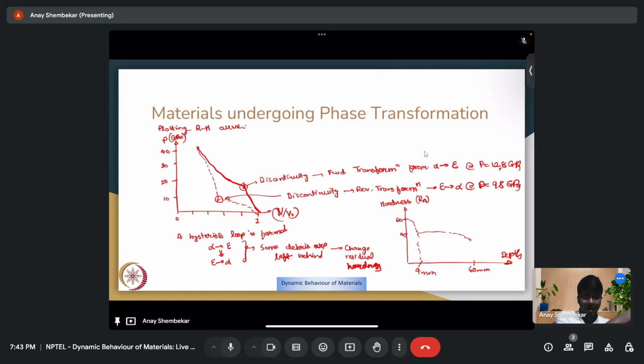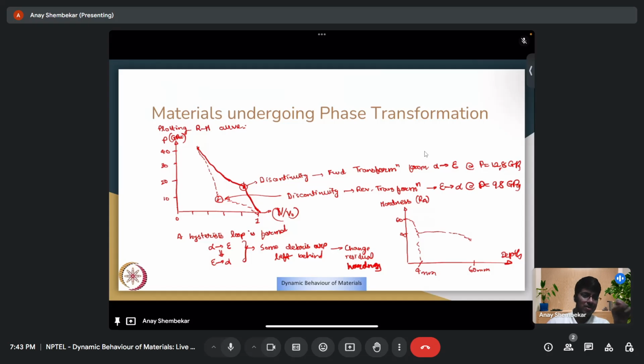we have already looked at attenuation. Peak pressure of the shock wave kept on decreasing, which means that beyond a certain depth, there is no transformation that takes place. So near the surface, there is phase transformation from alpha to epsilon, which after unloading leaves some residual debris. Those residual debris contribute to an increase in hardness of the material very close to the surface where phase transformation has successfully taken place.